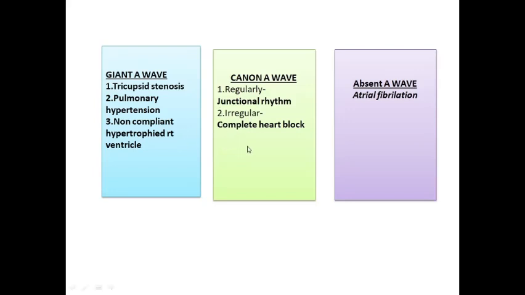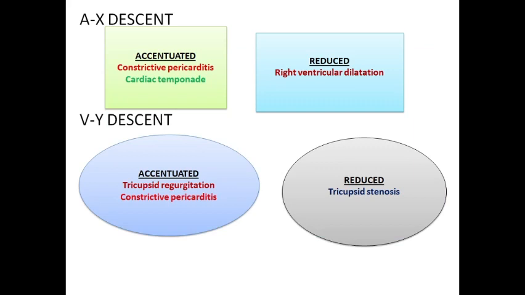In the JVP, the picture is an irregular cannon A wave. A regular cannon wave is seen in junctional rhythm. And the complete absence of the A wave in JVP is seen in atrial fibrillation. As you know, the complete absence of the P wave in ECG is atrial fibrillation. Same way, in atrial fibrillation, the A wave in JVP is also completely absent.